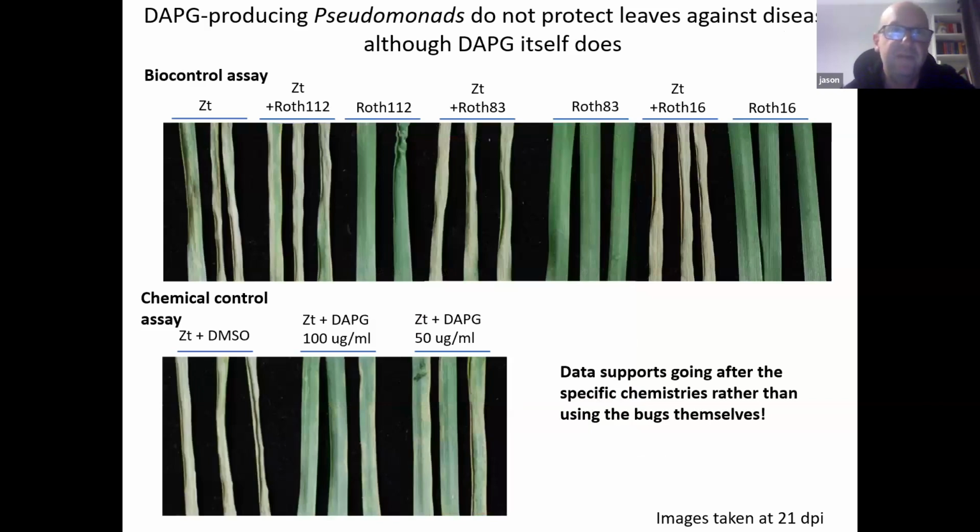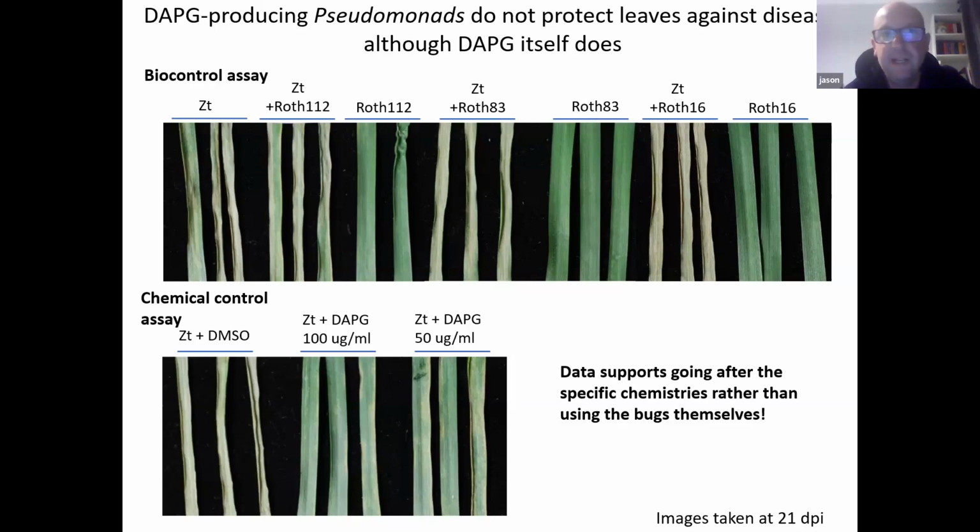But an obvious question about DAPG, which is something that I found curious, was: so what is it? Can it be used as a crop protection product in itself, or can the bacteria that make it be used as a crop protection product? So we did a kind of biocontrol and a chemical control assay.